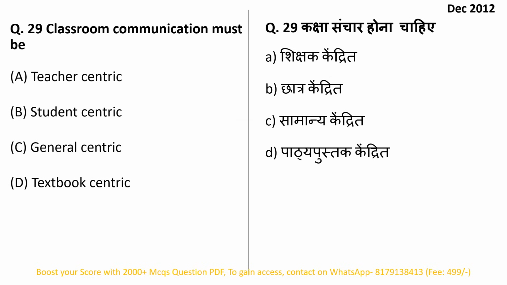Classroom communication must be teacher centric, student centric, general centric, or textbook centric. The right answer is option B, student centric, where students are the center. The students participate in the teaching learning process.